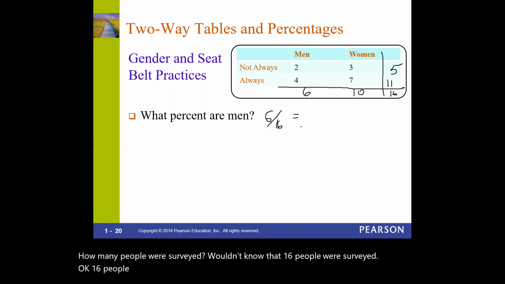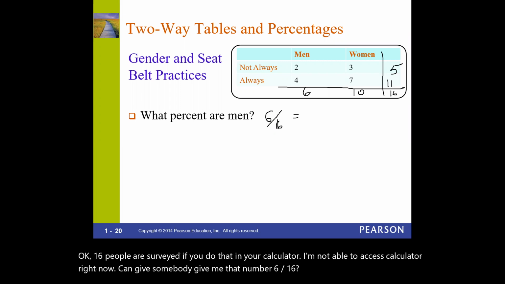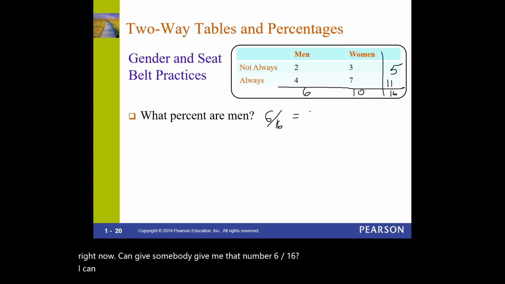If you do that in your calculator, I'm not able to access a calculator right now. Can somebody give me that number? 6 divided by 16. Well, I can just simplify it first. That would be 3/8. That'll be 0.375. Thank you very much.